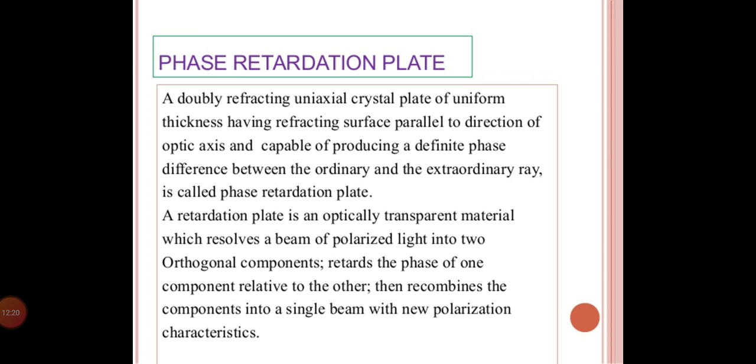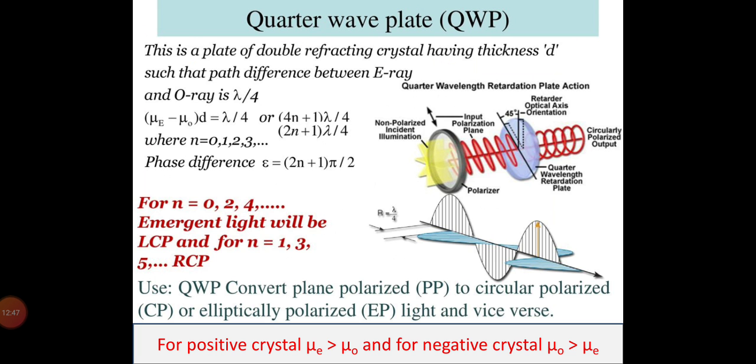You can also explain it like this: a retardation plate is an optically transparent material which resolves a beam of polarized light into two orthogonal components, retards the phase of one component as compared to the other, and then recombines the components into a single beam with new polarization characteristics. So these are the retardation plates. We will talk here about two retardation plates. The first one is the quarter wave plate.